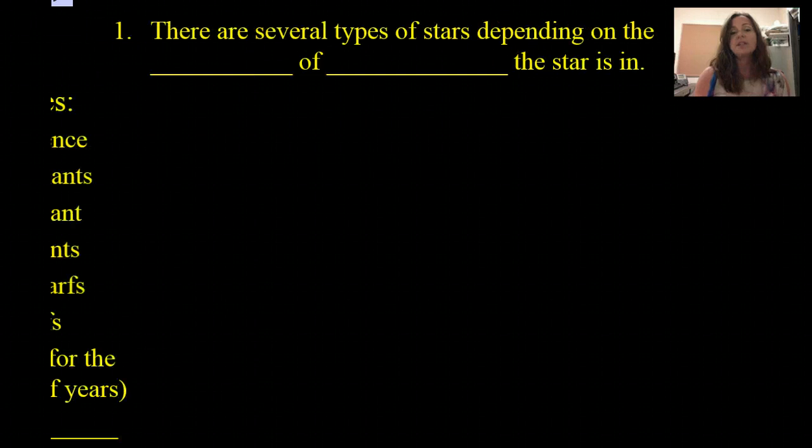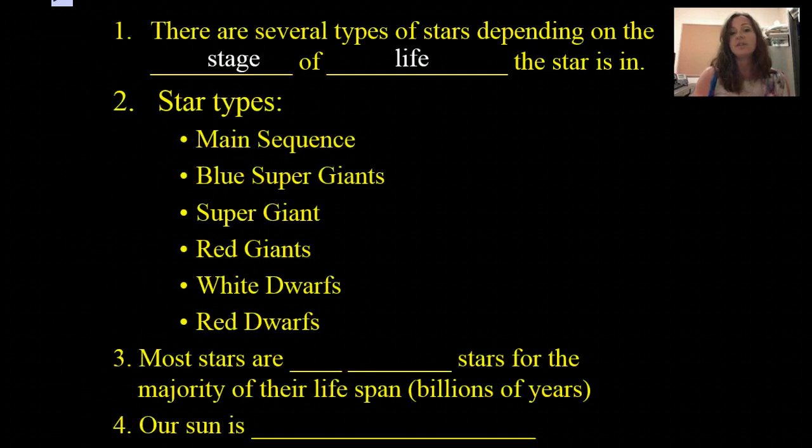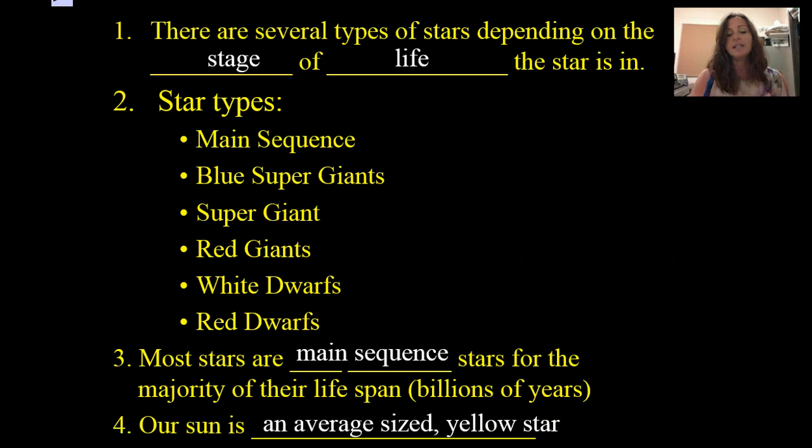Now, there are many different types of stars, and it really depends on what stage of life the star is in to give it its classification. The star types are main sequence, blue supergiants, red giants, white dwarfs, and red dwarfs. Most stars are main sequence stars for the majority of their lifespan. Our sun is an average size star, and it's a yellow star.